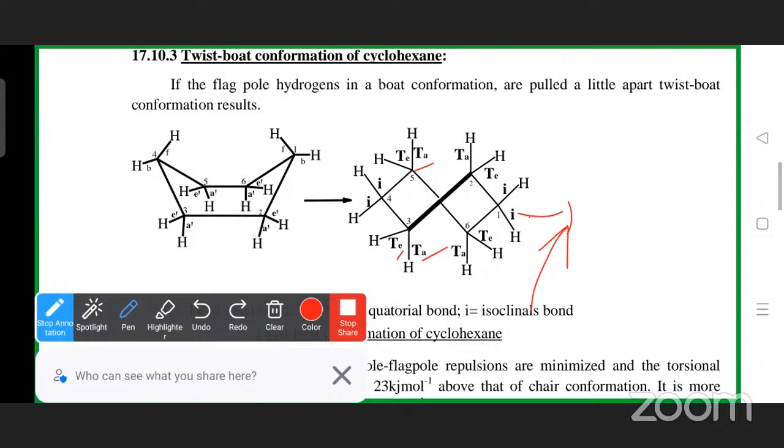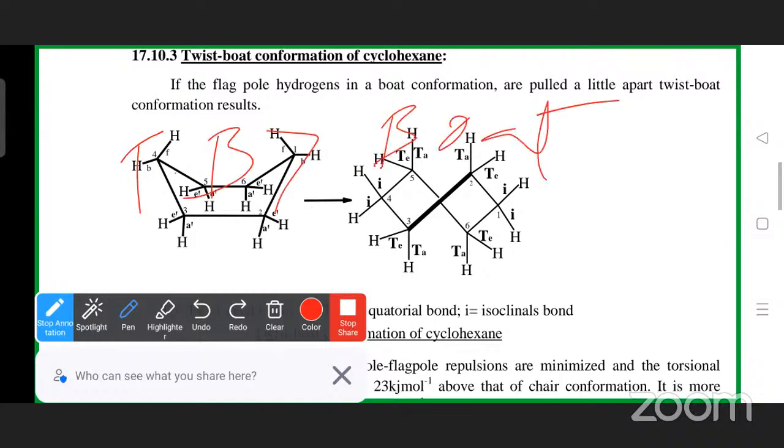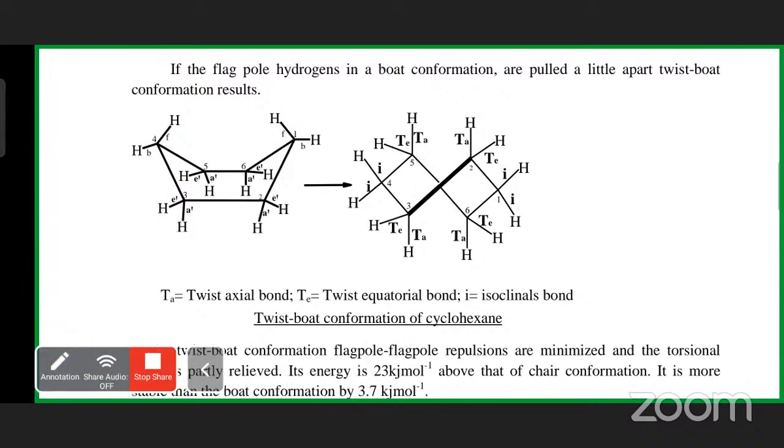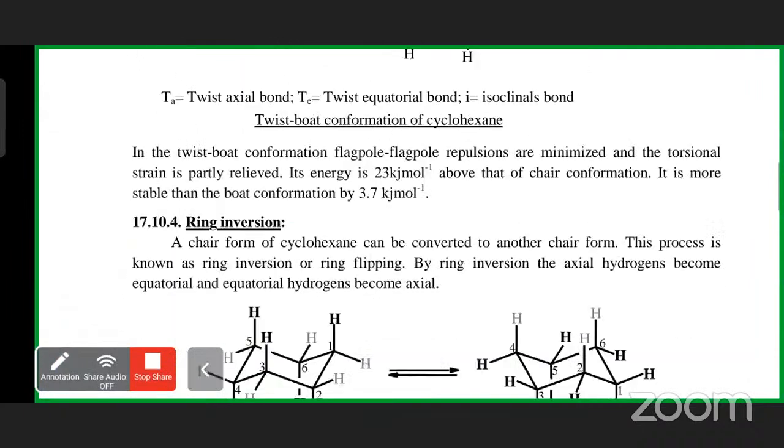Here you see that these bonds are not eclipsing. No two bonds are eclipsing, they are not opposite, all are in the opposite direction. So this is the stability order: the twist boat is more stable than the boat, and the chair is more stable than the twist boat and the boat conformation. Next, ring inversion.